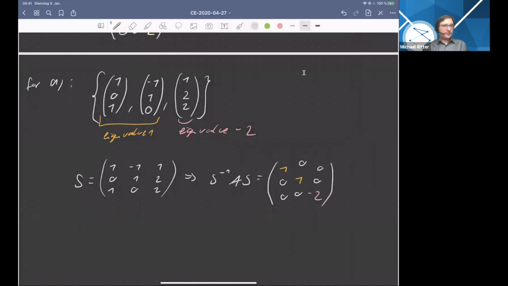Okay, and of course, if we exchange the order of eigenvectors in S, we can do that. We just have to exchange the order of the eigenvalues in the diagonal matrix correspondingly. Okay, I hope that does answer the question.